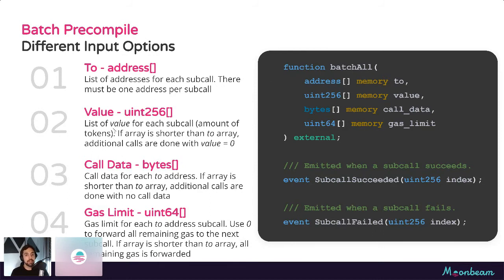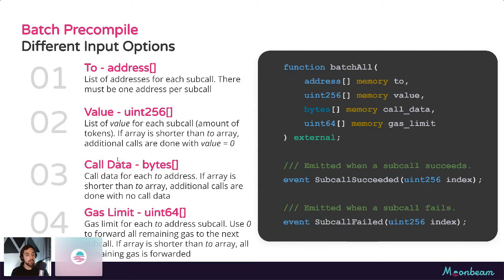The next input is value. And as you might suggest, this comes from the JSON transaction object value. And in this case, it's basically a list of values that you're sending for each subcall. And this is a uint256 array. So this is basically an array of the amount of tokens, or in this case, DEV, GLMR, or MOVR, that you're sending with that subcall. An important thing to note is that if the array is shorter than the to array, the address array here at the top, additional calls are done with value of 0, right? So if you're doing 10 subcalls and you don't want to pass any values, you can just put an empty array, and that is going to be basically that each subcall is with a value of 0.